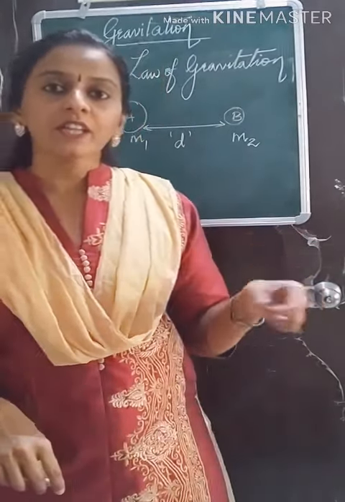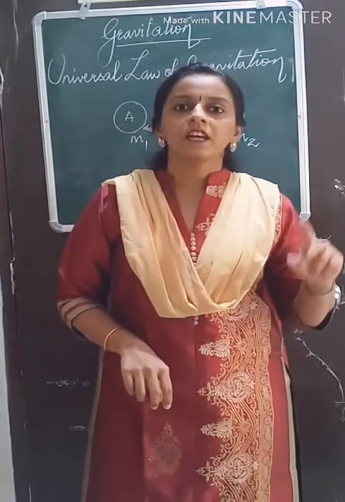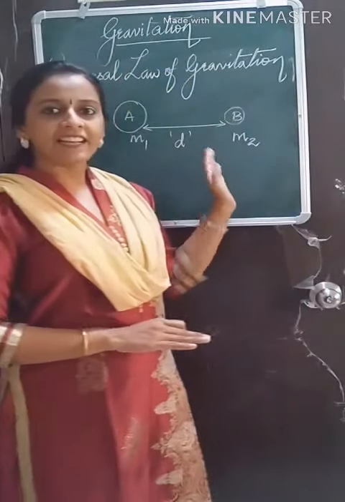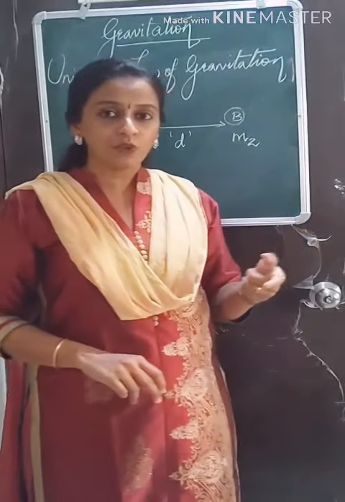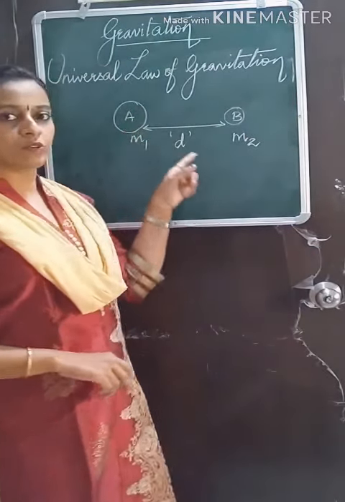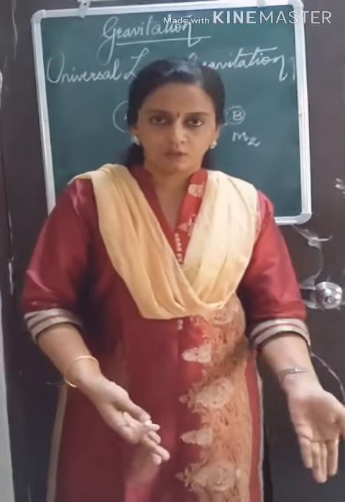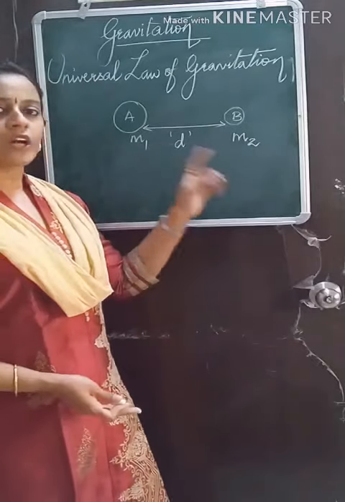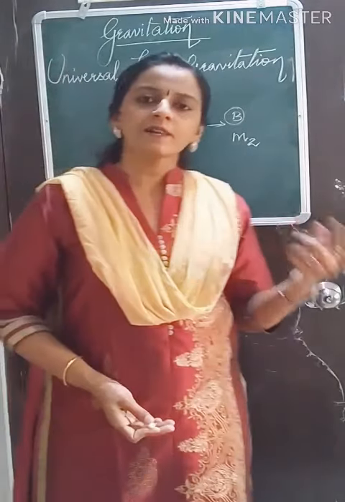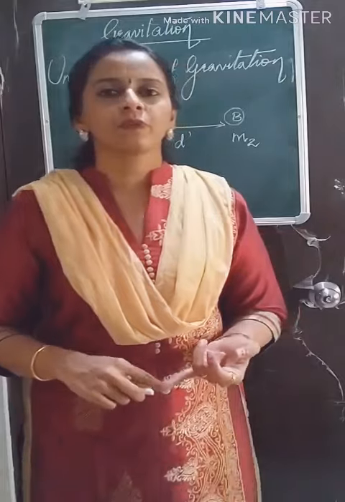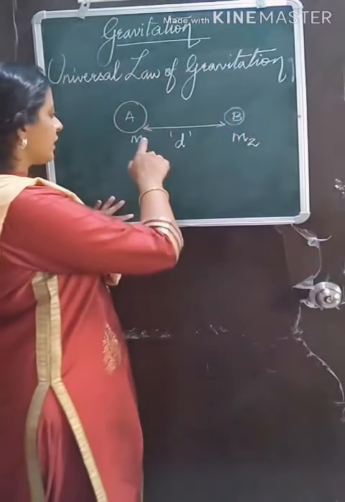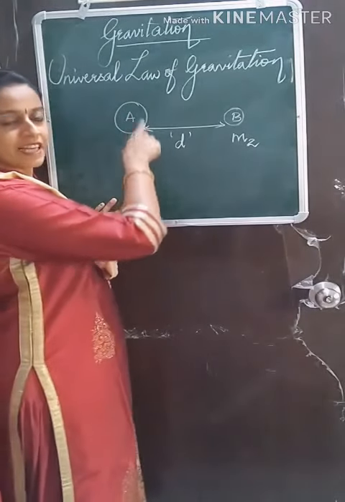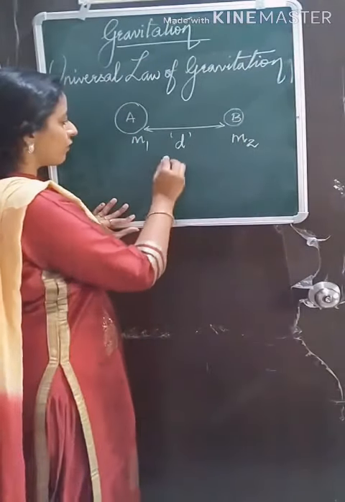Listen carefully. According to the universal law of gravitation, every object in the universe attracts every other object with a force. Every object in the universe is exerting a force on the other object, and that force is directly proportional to the product of the masses and inversely proportional to the square of the distance between them. For example, now here mass m1 and mass m2.